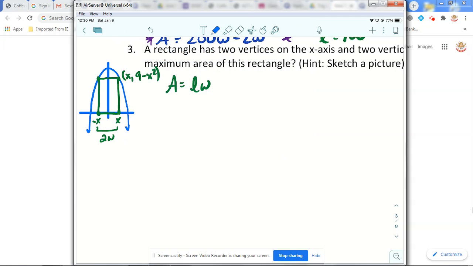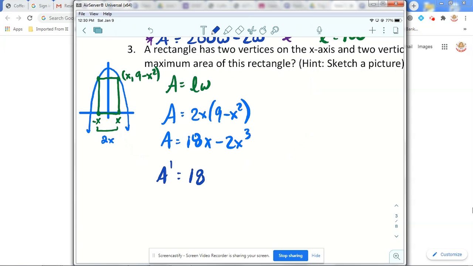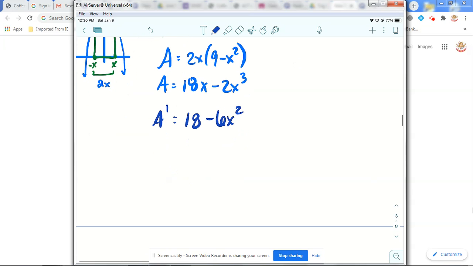So our area of every rectangle here, I don't know why I put 2w, sorry, that should be 2x, is going to be 2x times 9 minus x squared. All right, this is 2x because we have x to the left and we have x to the right. It adds to give you 2x. All right, so real quickly, we will distribute and then find the derivative. All right, and we need the derivative to find the critical numbers.